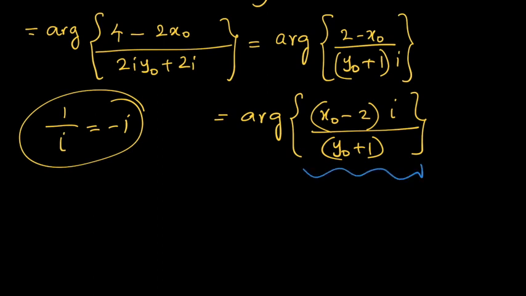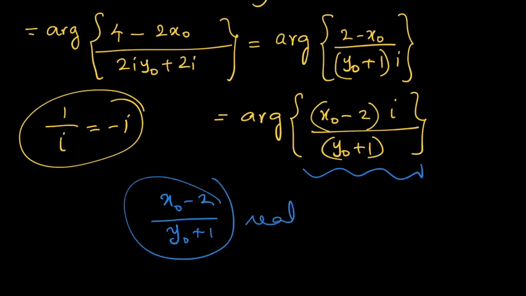Look at this expression. We have some quantity multiplied with i, and this quantity is purely real. Why? Because x0 and y0 represent the real part and imaginary part of a complex number, which are purely real. The real part and imaginary part of a complex number are always real. So x0 minus 2 is real, and y0 plus 1 is real.